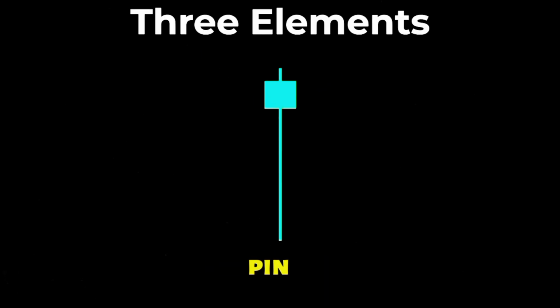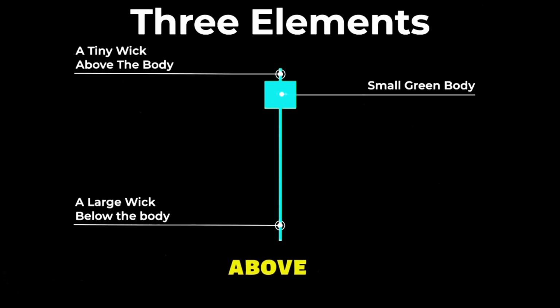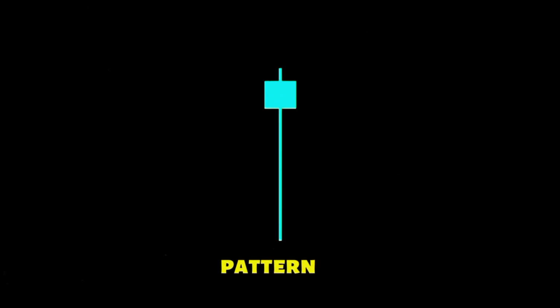A bullish pin bar consists of 3 elements: a small green body, a large wick below the body, a tiny or no wick above the body. Let's understand the psychology behind this pattern.